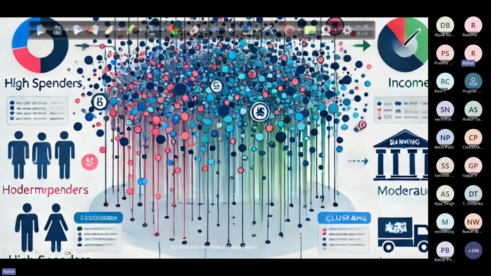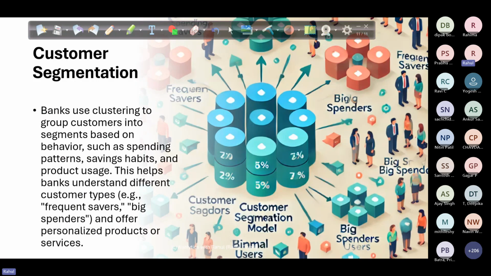Now here are certain examples where we can use the clustering technique. First one is customer segmentation, where I am segregating the customers. For example, if you are using credit cards, you get a call that you are a platinum customer, you have this offer and something like that. So they are segregating you.